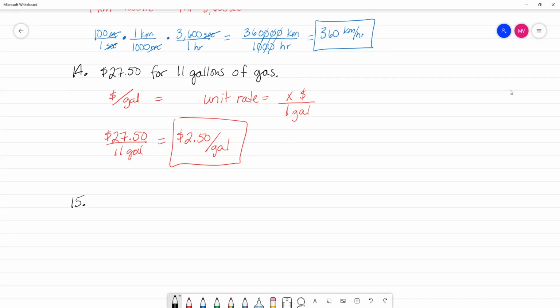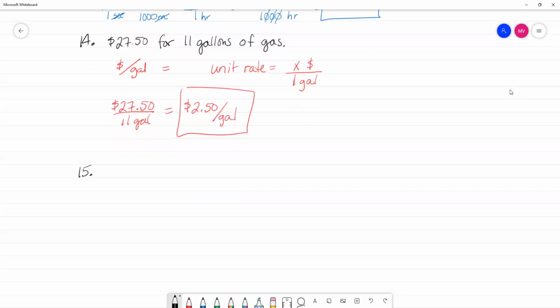So they're already telling us our unit rate. What's our unit rate? Everything else, right? Speed is miles per hour. So how many miles did she travel? 960. How many hours did she travel? So what do we do?